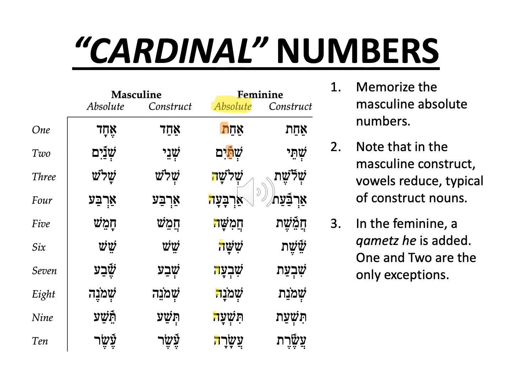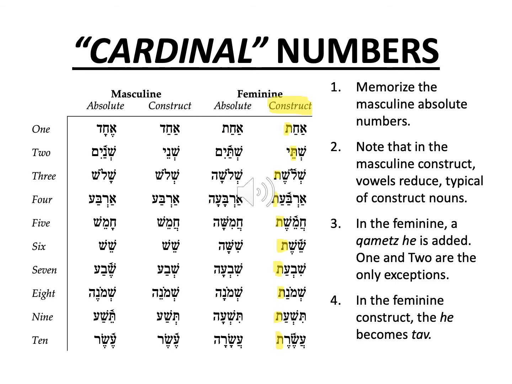In the feminine absolute, a qamets hey is added at the end of each cardinal number. The exception again is number 1 and number 2. Number 1, instead of having a hey at the end, replaces the dalet with a tav. Number 2 again returns to the dual, only now it is a feminine dual, shtayim, rather than the nun, shnayim. Again, you do not need to memorize this list of numbers, only the masculine absolute, but be aware of the changes that take place in the feminine.